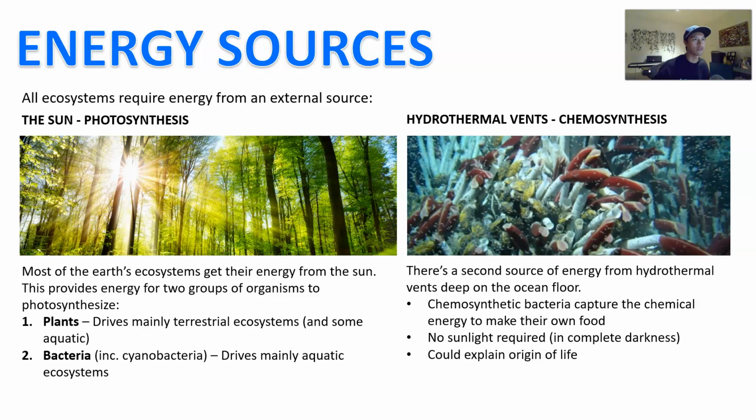Alright, we're going to pick up from where we left off last time, which now we're going to look at energy sources. So when we think of ecosystems, we need to understand it from the point of view of the movement of energy, right? And it all starts from two sources in the world, right? The first one is the sun, which drives the very crucial process of photosynthesis. And most of the Earth's ecosystem gets their energy from the sun, and the sun provides energy to mainly two groups, right? You either have plants, and then you also have bacteria.